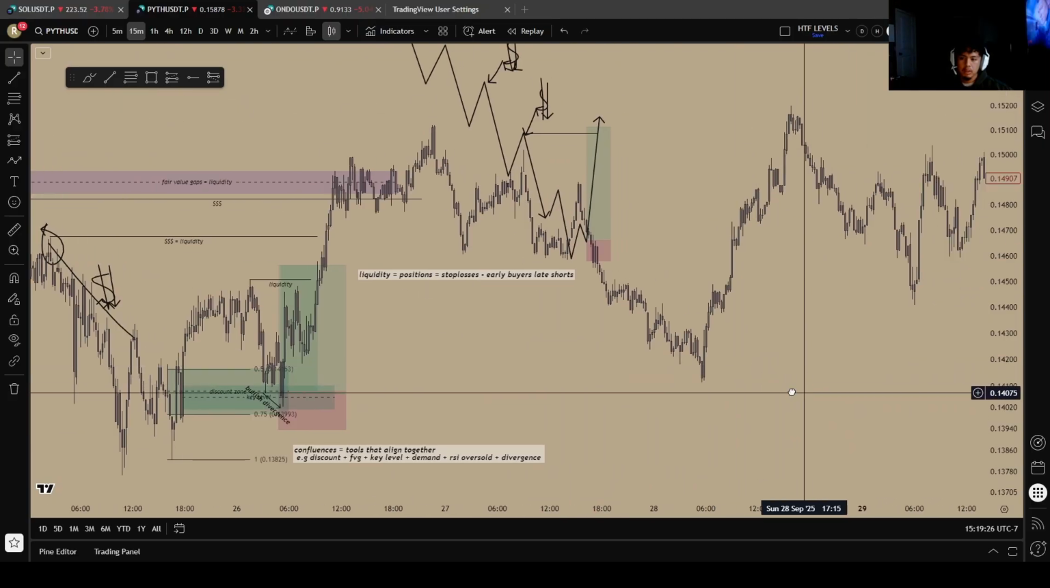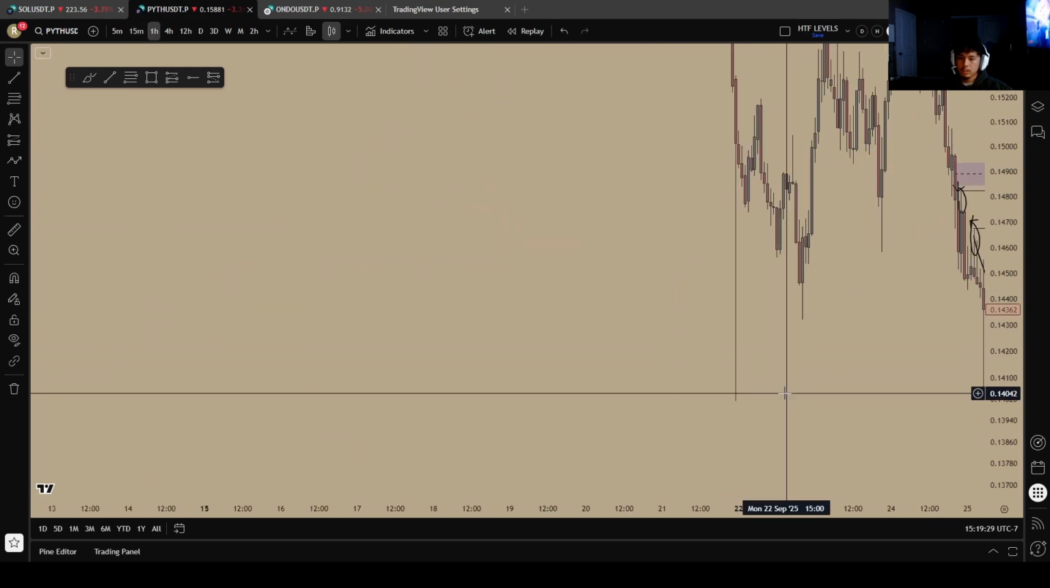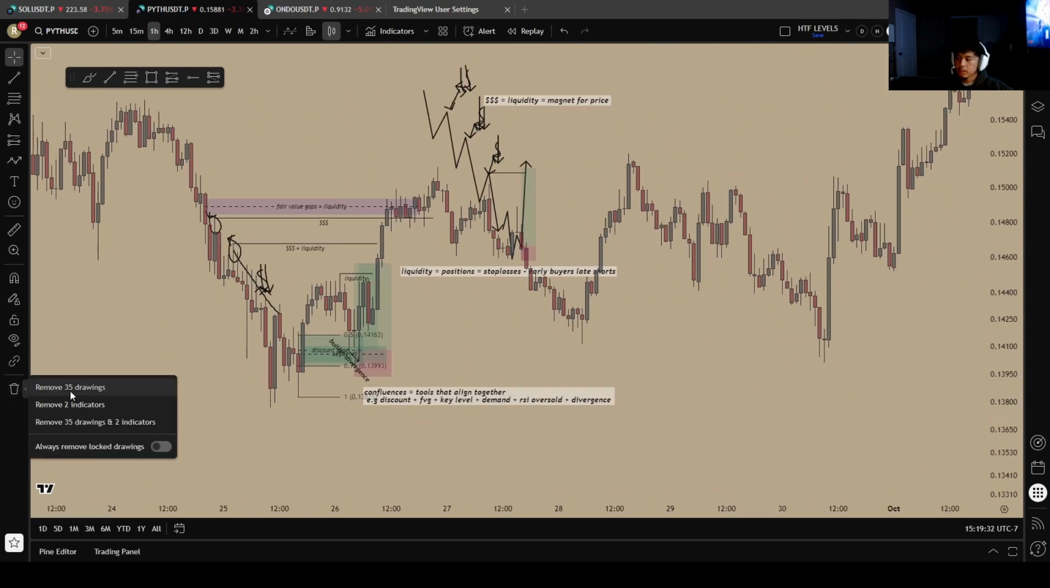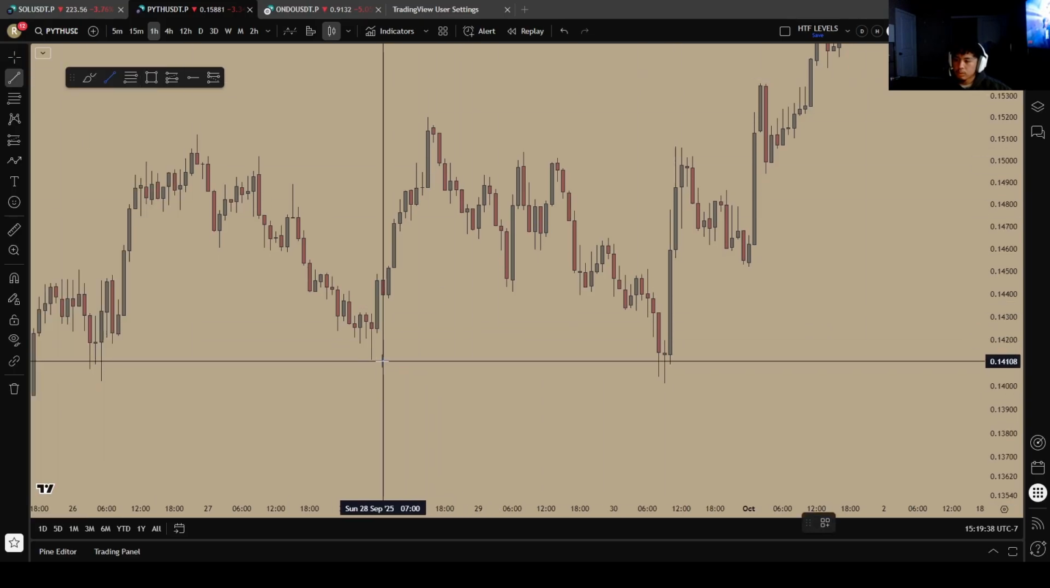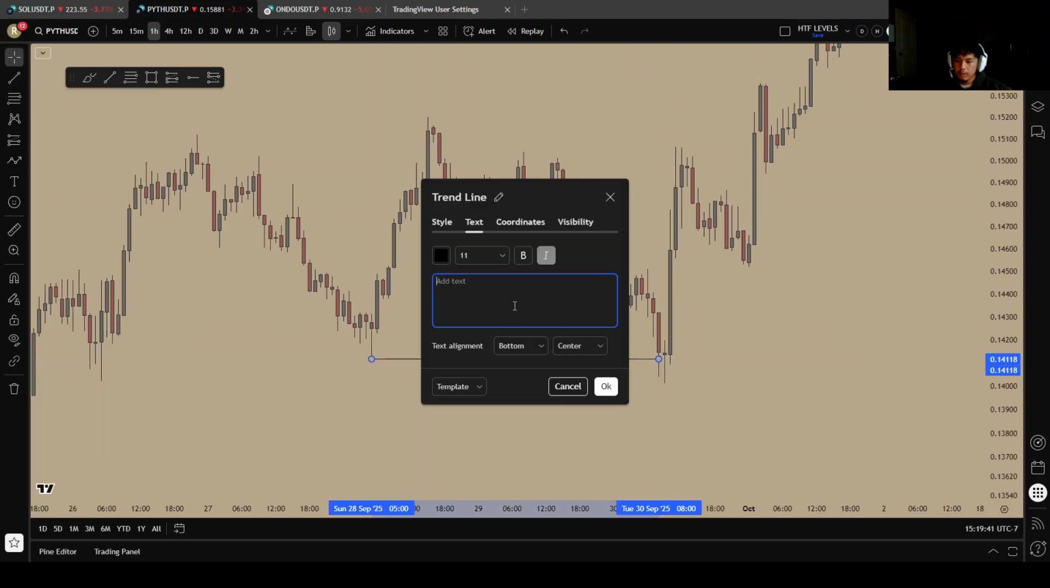Let's go back to the 1 hour time frame. Okay, right here. Another entry model. So this is pretty simple. This is what we call liquidity sweep. I'm not going to go in depth about this, but this is what we call a liquidity sweep.